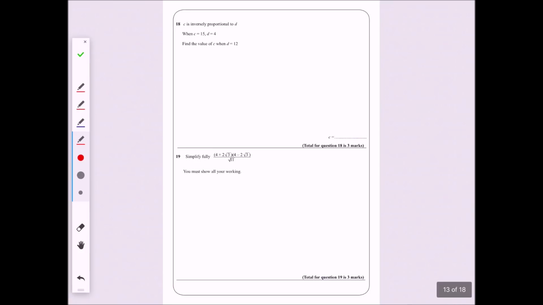Question 18. C is inversely proportional to D. When C is 15, D is 4. Find the value of C when D is 12. So first of all, let's write down what it says. C is proportional to the inverse of D. So put in the constant of proportionality, we say C is equal to K over D. Substitute the numbers in. We have 15 is equal to K over 4. So 15 times 4 is 60, and that gives us K. So then our formula is C equals 60 over D. And then we just need to put our value for D is 12, so 60 over 12, so C would be 5.